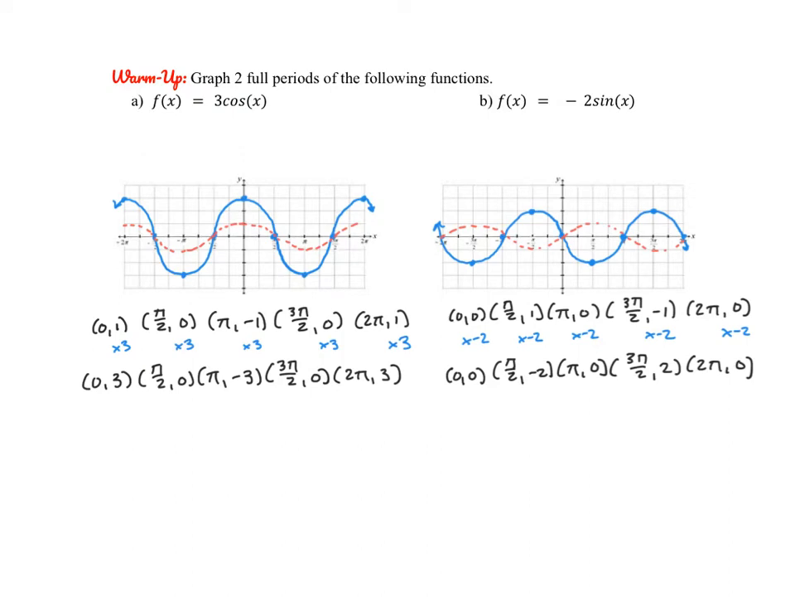Alright, so go ahead and check your work here. You can see that I started with the 5 key points from our parent function. So here's the 5 key points for cosine and then for sine. And then for the first one, it's vertical stretch by a factor of 3, which is why I multiplied all my y values by 3. And then for the second one, it's a vertical reflection over the x-axis and a vertical stretch by 2. So I multiplied my y values by -2.